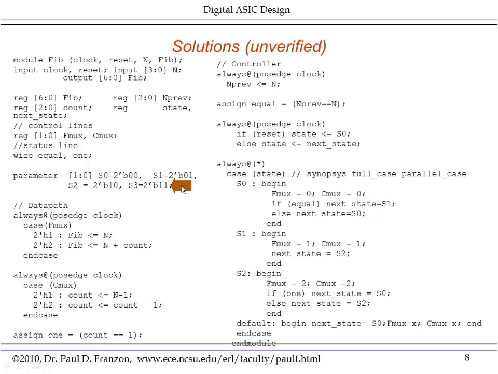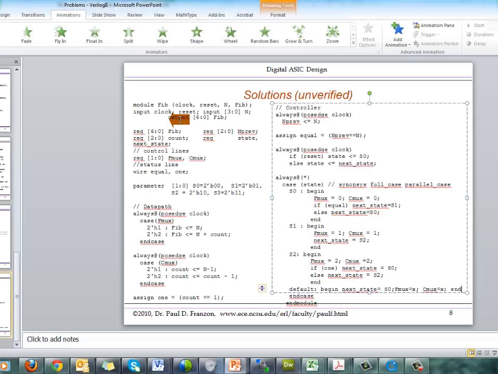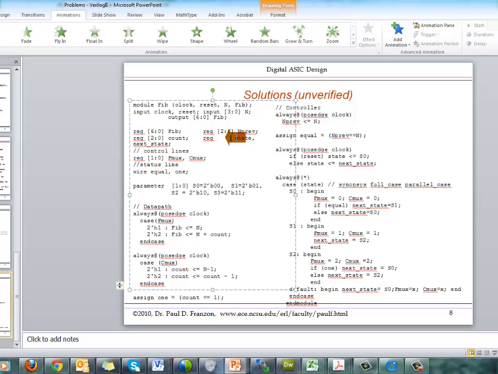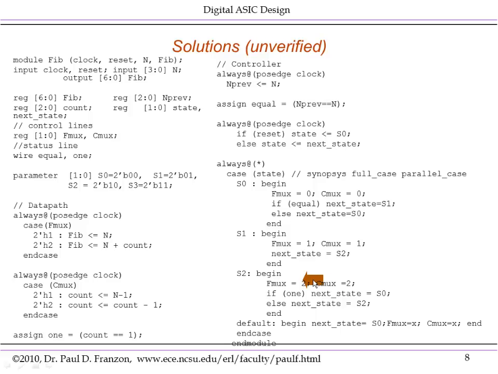I then have my parameters for my states. I misdeclared state there. State is 2 bits wide. I haven't bothered putting in the Synopsys directives regarding FSM optimization. Such a small FSM, it actually wouldn't be worth it. I declare count, nprev, and fib. I worked out the fib needs to be 7 bits long to account for the maximum possible value of n coming in.